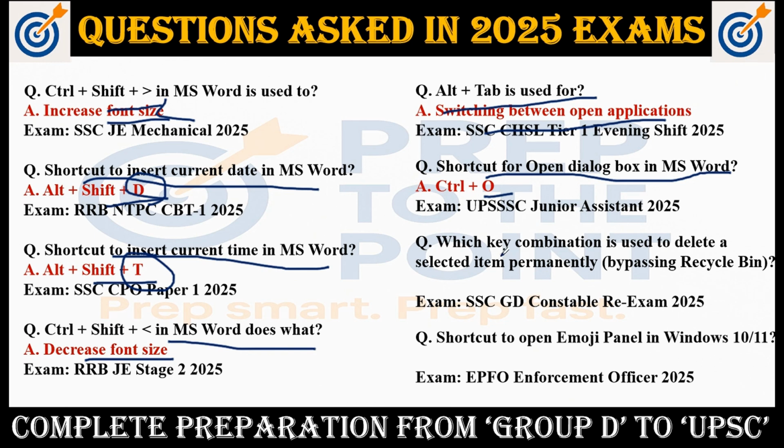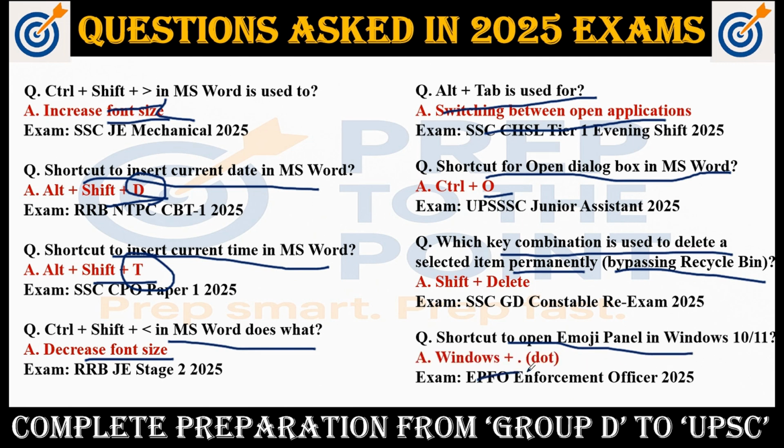Which key combination is used to delete a selected item permanently, bypassing the recycle bin? Shift plus Delete. Shift Delete is used to delete a selected file permanently. Shortcut to open emoji panel in Windows 10 or 11: Windows plus dot.